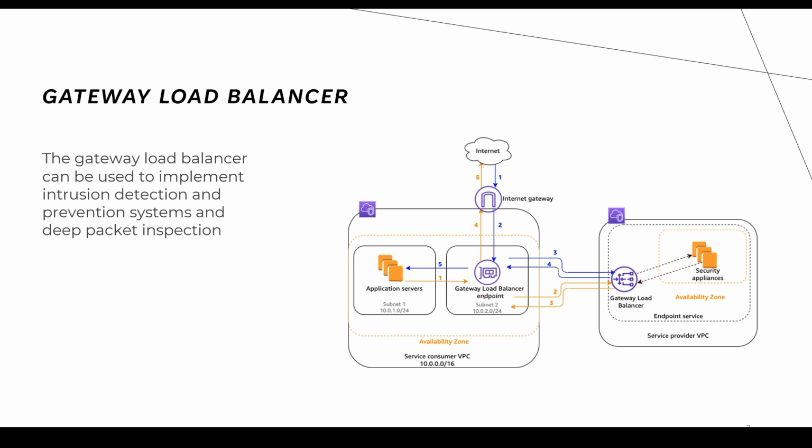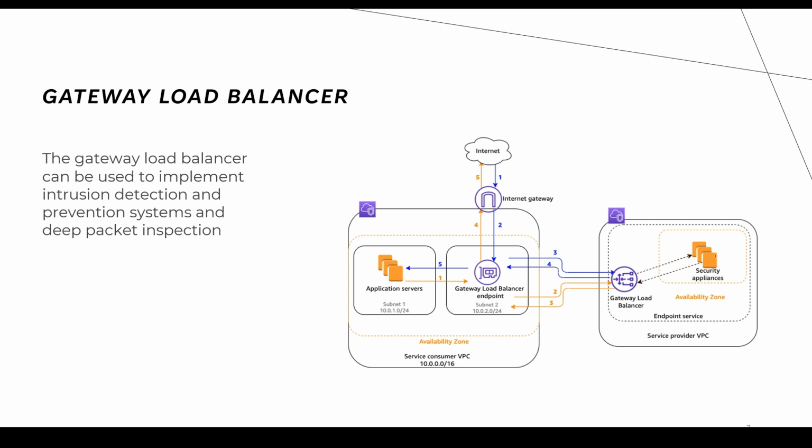So this is the endpoint that I was talking about, and this endpoint will not forward the traffic directly to the application. It will first forward this traffic to the gateway load balancer, and the gateway load balancer will forward the traffic to the security appliance, and the security appliance will process all those packets and traffic, and verify that there is no malicious or threats included.